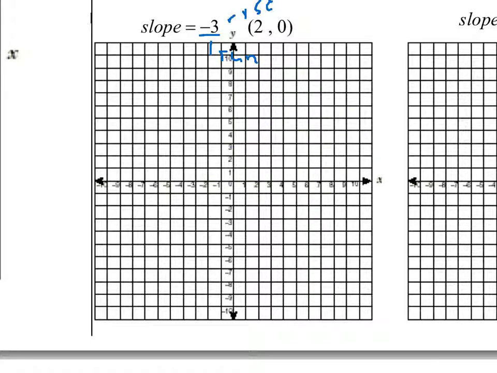So, I need to go back to my starting point. A negative rise means I need to go down. So rise, 1, 2, 3, down, and run 1, positive or backwards? Forward or backward? It's positive, so we're going forwards. Get that straight edge back, and let's make a line.